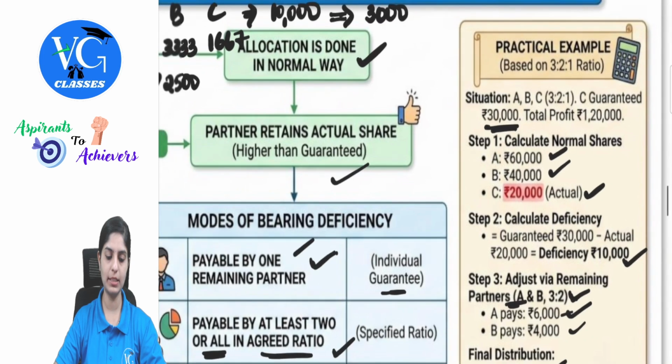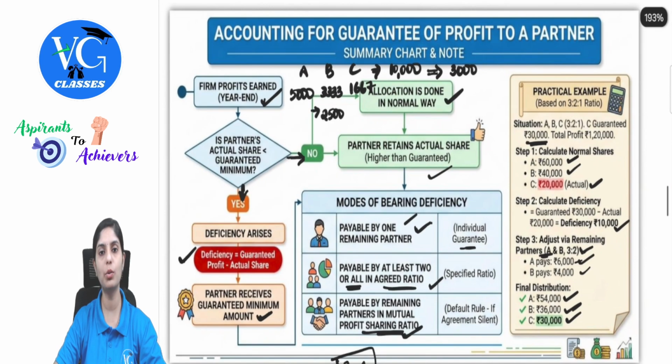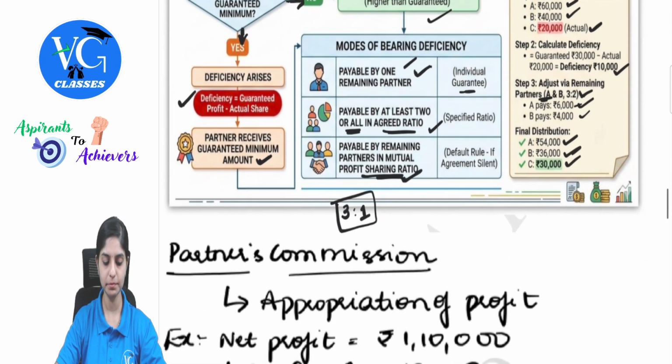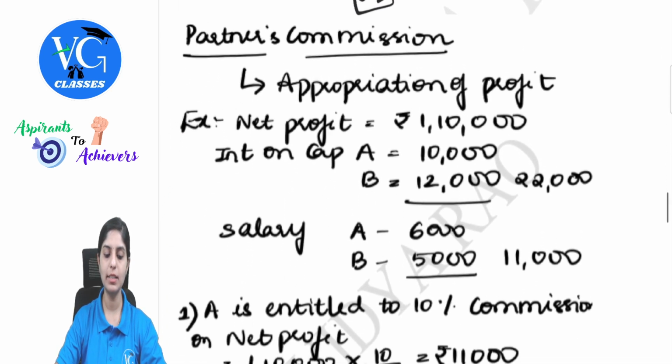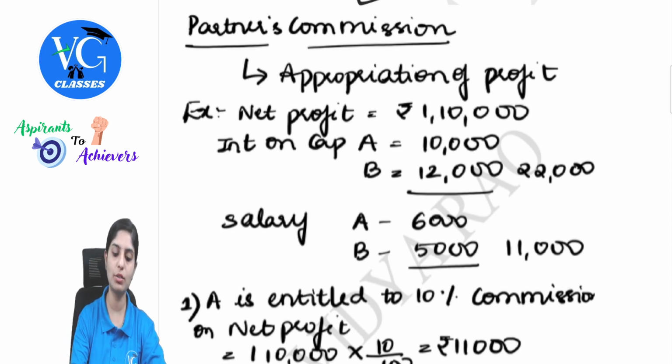I hope you have understood how to calculate this concept of guarantee of profit to a partner. You will get more clarity while we solve a question on this. Next point, partner's commission. This again is an appropriation of profit. When a partner also plays an employee role in the firm, this point comes into consideration. How to calculate? It depends on what details are given in the question. If you remember, we had also understood manager's commission in the final accounts chapter. The same points come here again.